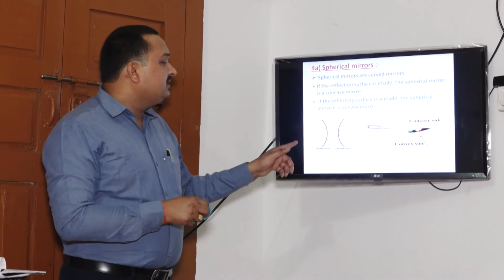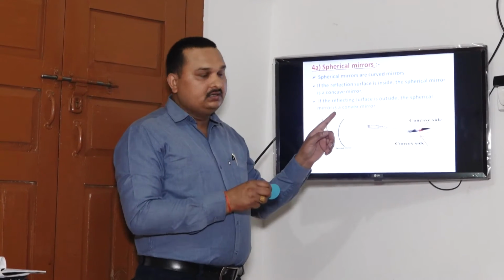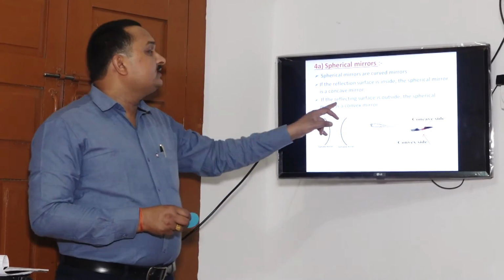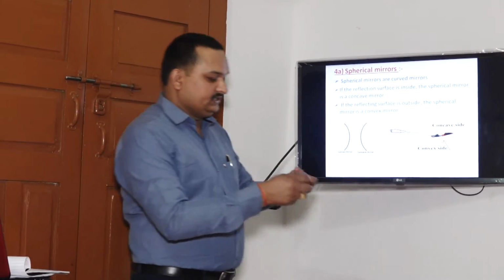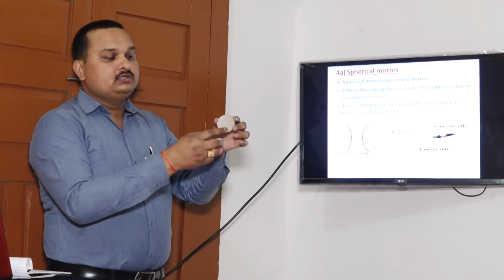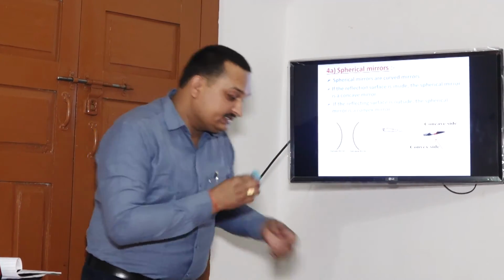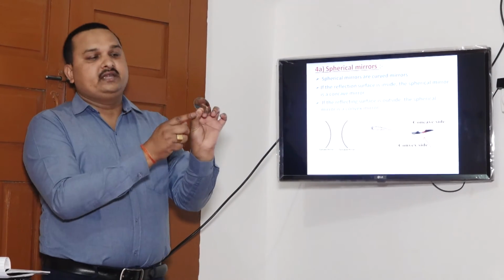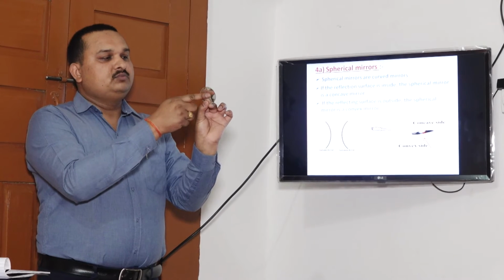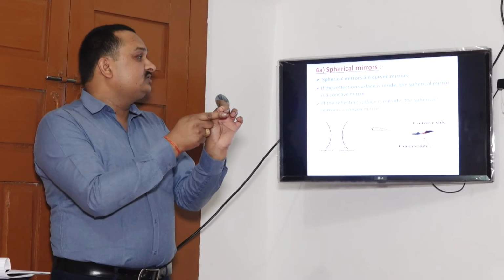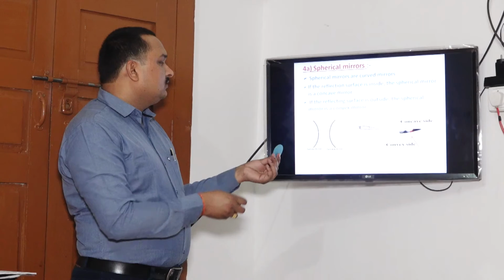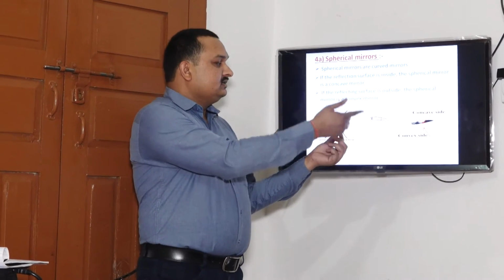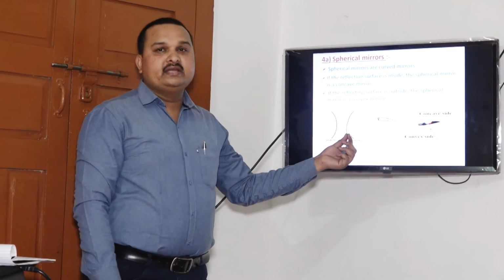In a convex mirror, the reflecting surface is outside. In a concave mirror the reflecting surface is inside. This is inside, so this spherical mirror is known as a concave mirror. And the second is the convex mirror. If the reflecting surface is outside, this bulges, so this spherical mirror is known as a convex mirror. If the reflecting surface is inside, this spherical mirror is known as a concave mirror.